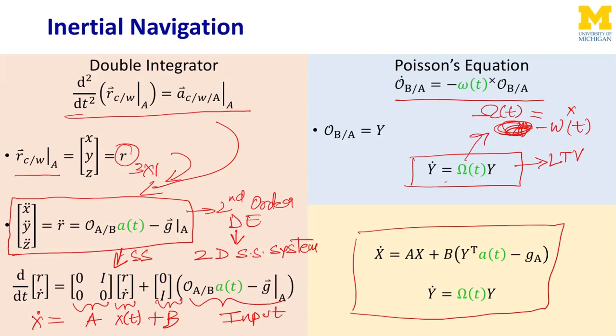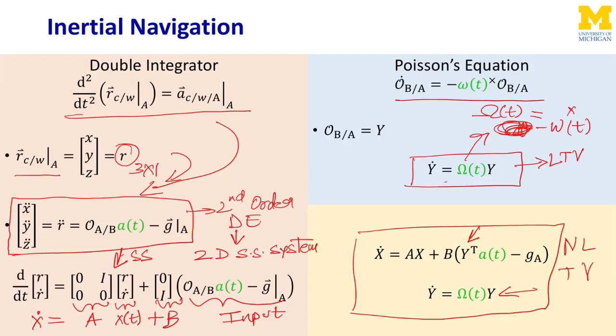Now, the Poisson's equation is independent of the second equation. You can integrate it by itself. But the x equation needs the solution of y right here because we need to get the acceleration in the inertial frame. That's why we need the y. So at each time instant, you can just integrate the gyro measurements to get the orientation matrix, but that orientation matrix goes back into the position equation. So both equations combined end up being nonlinear and time varying.